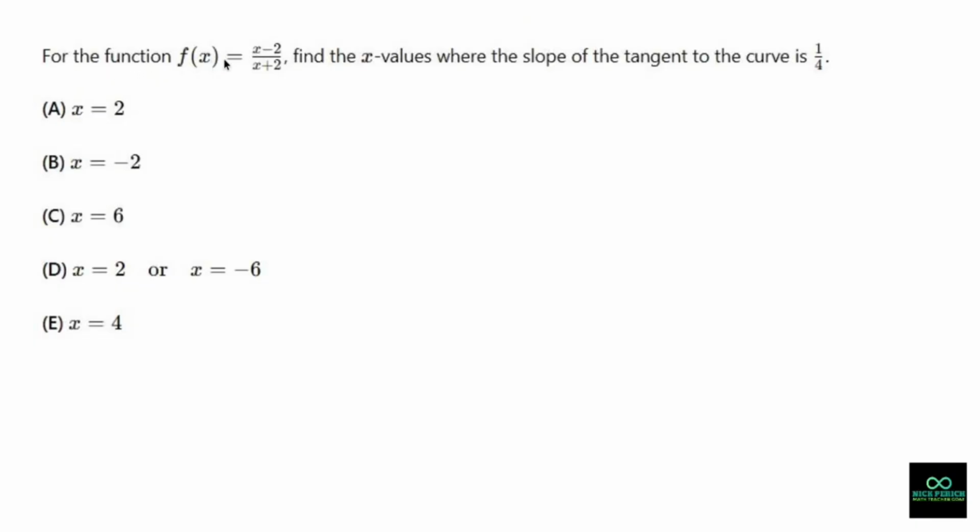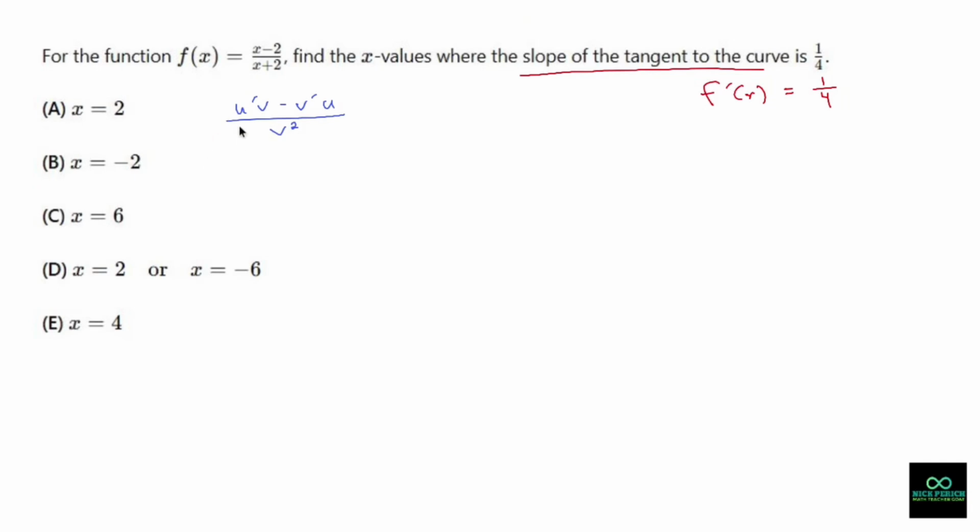For the function f of x equals (x minus 2) over (x plus 2), find the x values where the slope of the tangent to the curve is 1/4. The slope of the tangent to the curve means f prime of x, the derivative. We want to find out when f prime of x is equal to 1/4. So we need the derivative, which involves the quotient rule: u prime v minus v prime u, over v squared.